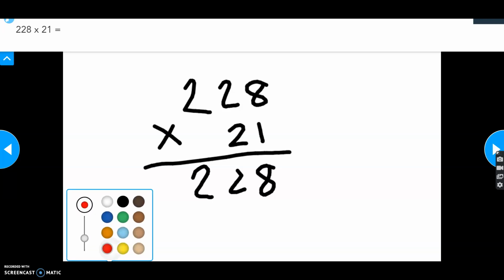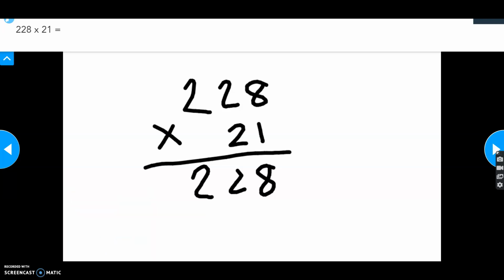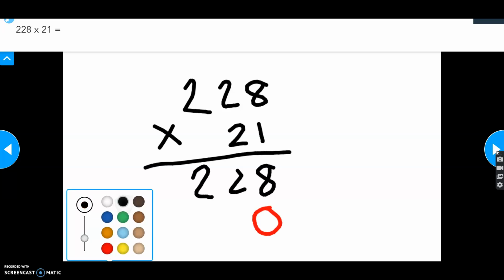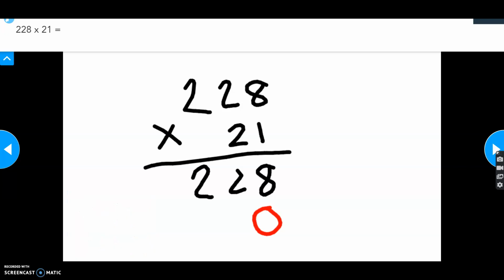So hopefully you remember by now what you're supposed to do after you finish multiplying by the bottom digit in the ones place. We're going to add in that magic 0, okay? Now we're going to move on to our bottom digit in the tens place, and we're going to multiply that out. So 2 times 8 is 16. 2 times 2 is 4, plus 1 gives me 5, and 2 times 2 is 4.